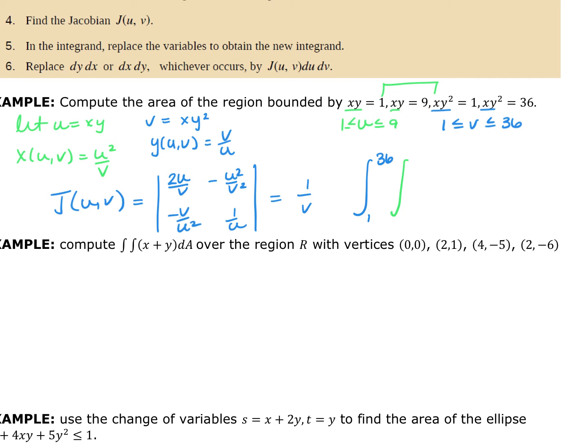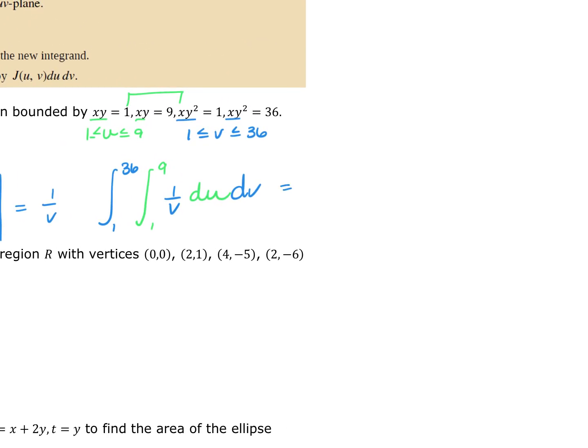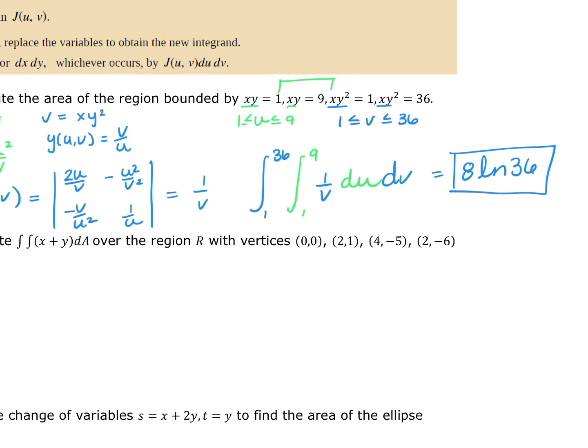U is going to go from 1 to 9 of 1 over v du dv. When I get done, my final answer is going to be 8 natural log of 36. And I can tell you, this is a much nicer integration than if I would have tried to do some kind of shenanigans with finding who's the top and the bottom and the left and the right.